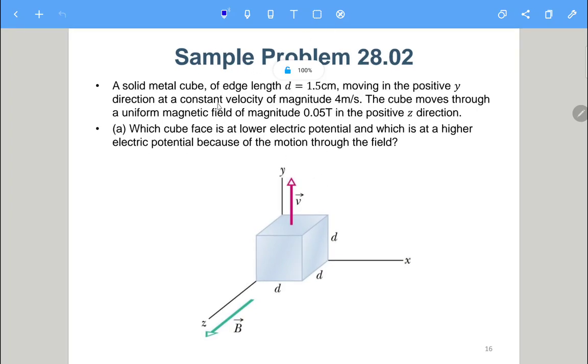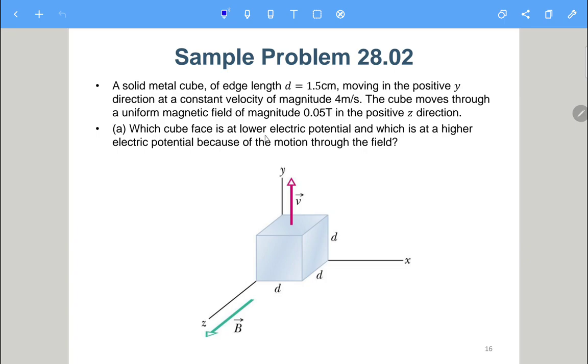Okay, so here's a sample problem. Here is a solid metal cube of edge length d equals 1.5 centimeters, moving in the positive y direction at a constant velocity of magnitude 4 meters per second. The cube moves through a uniform magnetic field of the magnitude given, in the positive z direction. So this is the B field. This is the direction of the velocity.